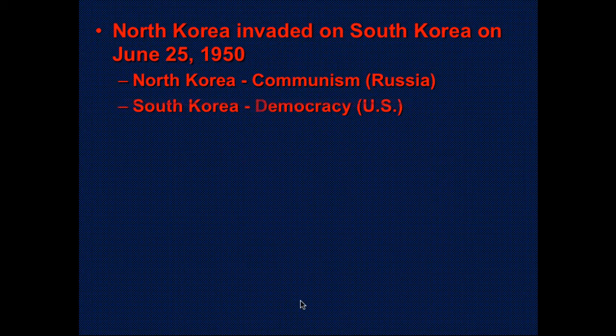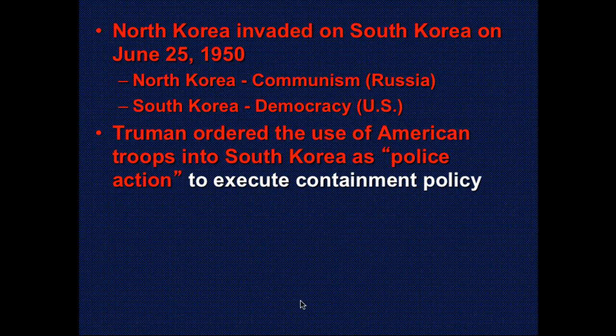North Korea, communist. South Korea, democracy. You can see the Cold War coming right here. Truman ordered the use of American troops as a police action. No, Korea is not officially a war. It was never declared as a war by the U.S. Congress. It's a police action.